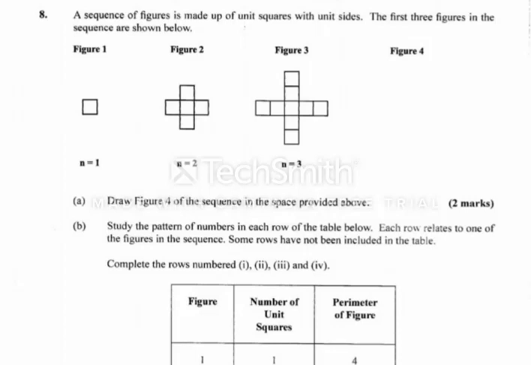All right, question number 8. Question number 8 says a sequence of figures is made up of unit squares with unit sides. The first three figures in the sequence are shown below. A says, draw figure 4 of the sequence in the space provided.